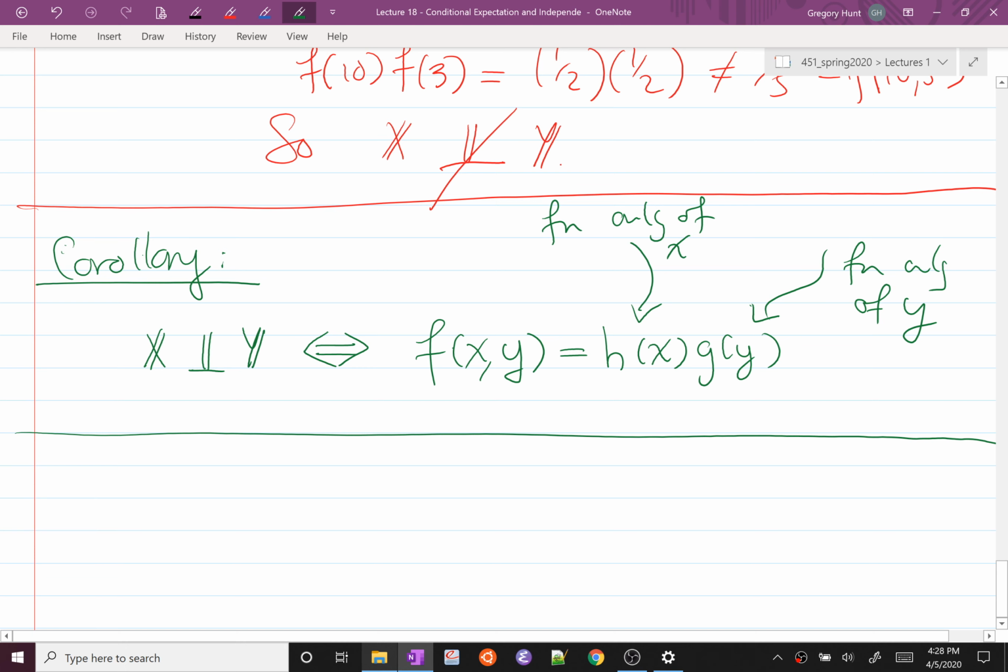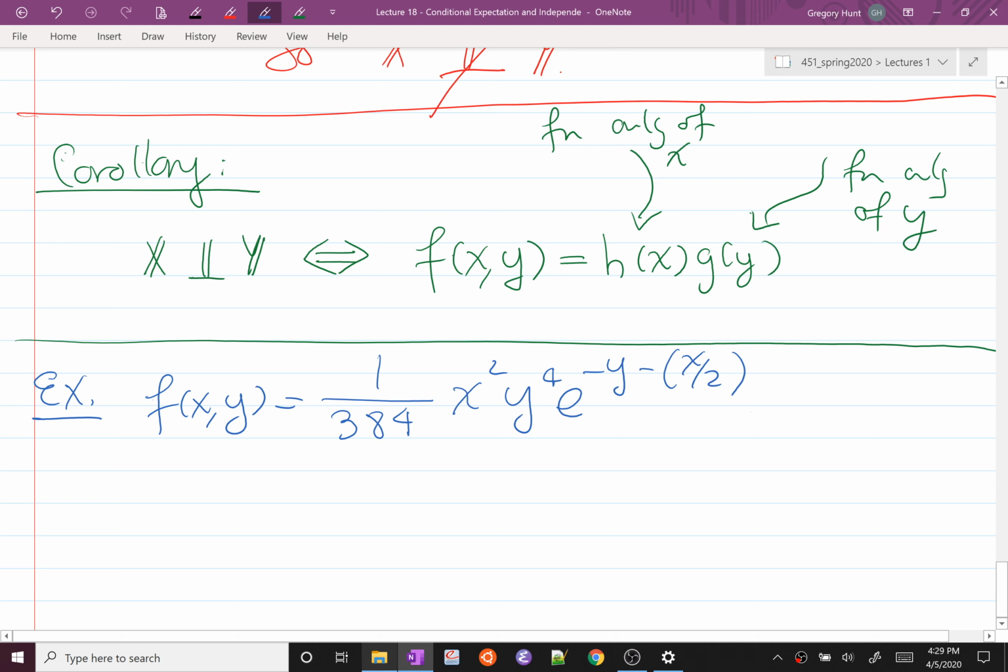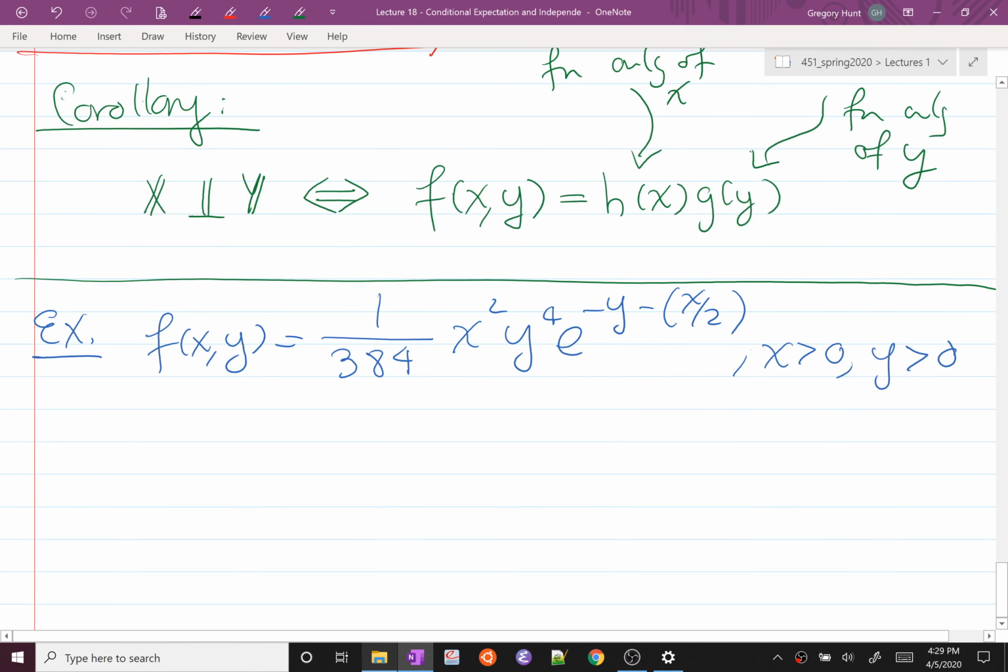As an example of why this is a really nice theorem, let's come up with a really nasty joint PDF. So here's my nasty PDF: 1/384, x squared, y to the 4th, e to the negative (y minus x over 2), for x bigger than 0 and y bigger than 0. Okay, I claim this is a joint PDF.